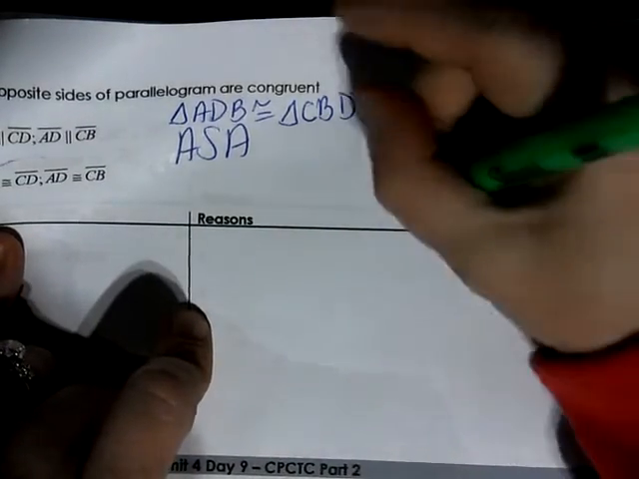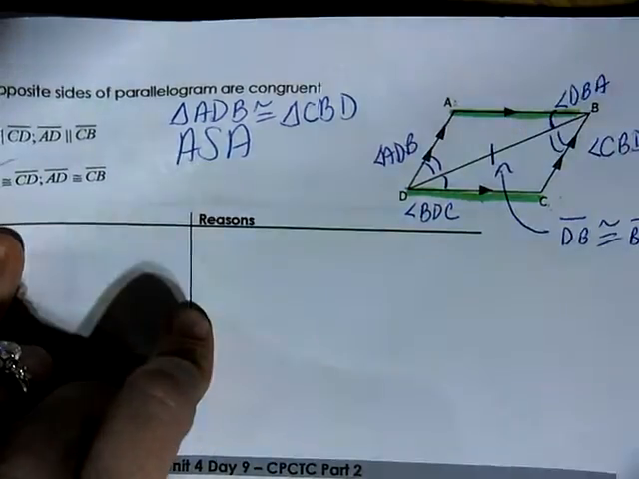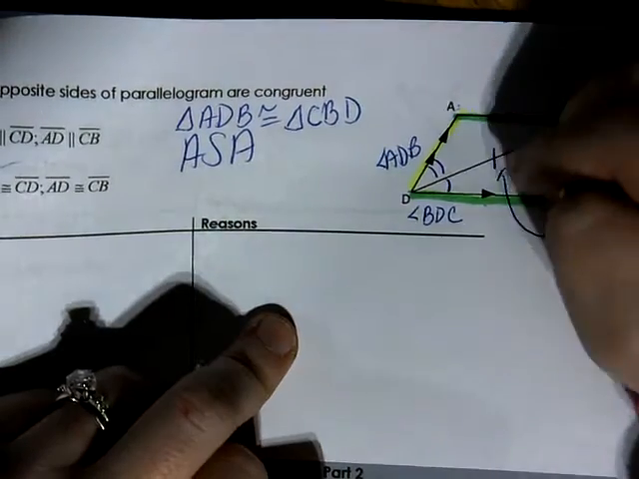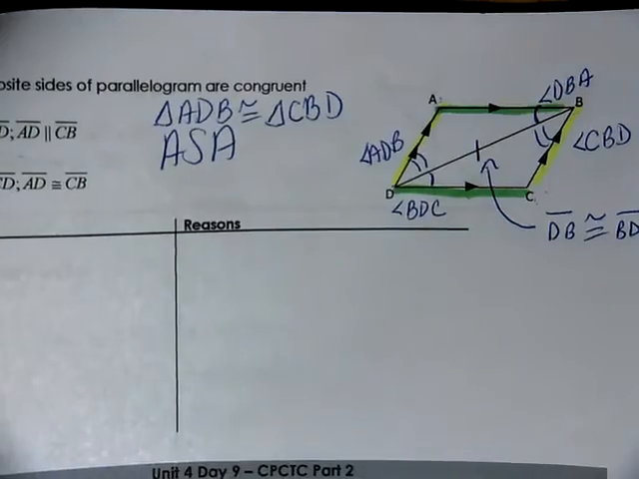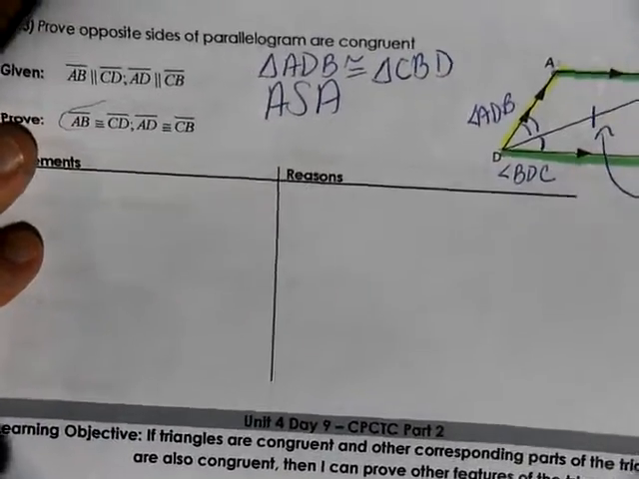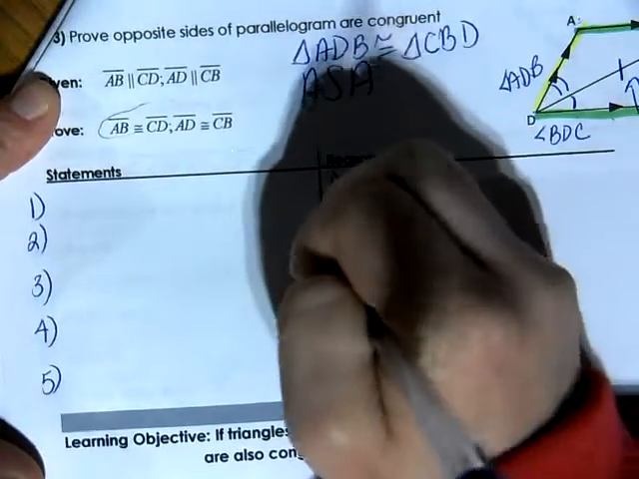And once I have those triangles being congruent, the corresponding parts of AB and CD, as well as the corresponding parts of AD and CB, those all have to be congruent to each other. Let's go ahead and do this proof. This proof has a total of 5 statements and 5 reasons.